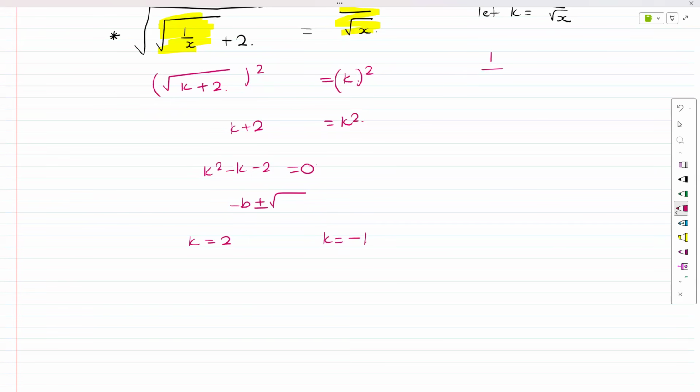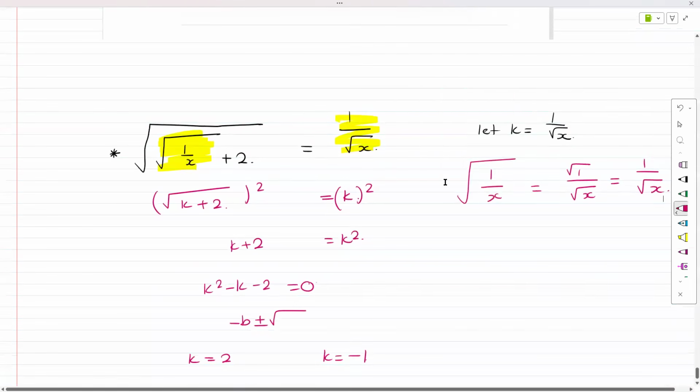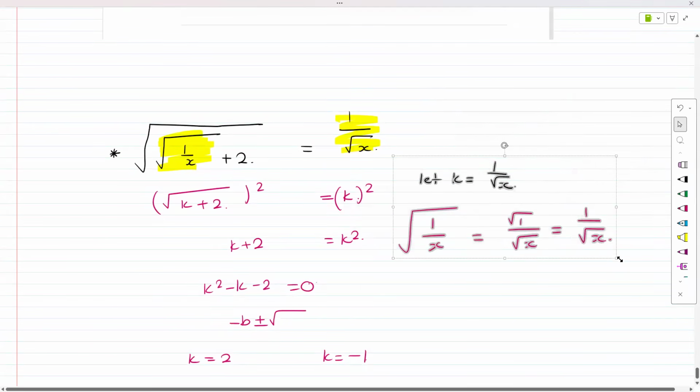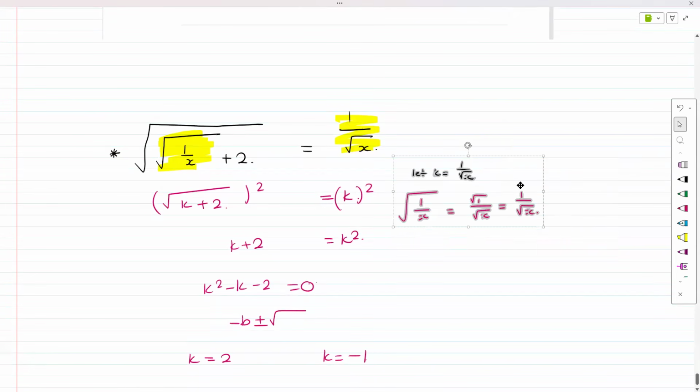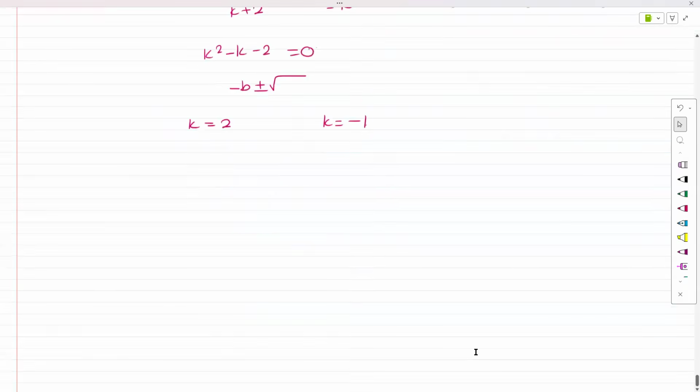Guys, the reason 1 over root x all squared is the same thing is because root 1 over root x equals to 1 over root x. So it's the same thing, right? Just know it's the exact same thing. So that part should be fine.